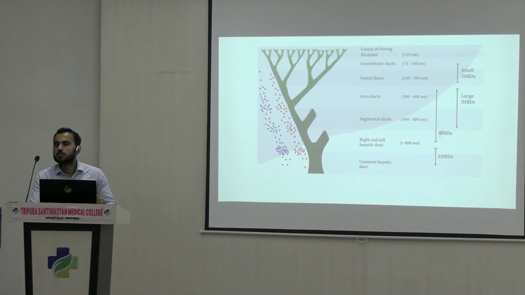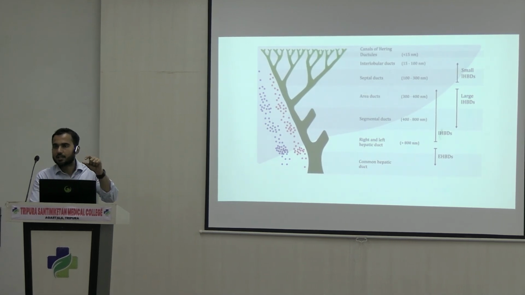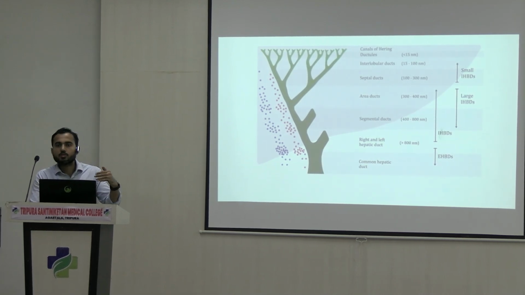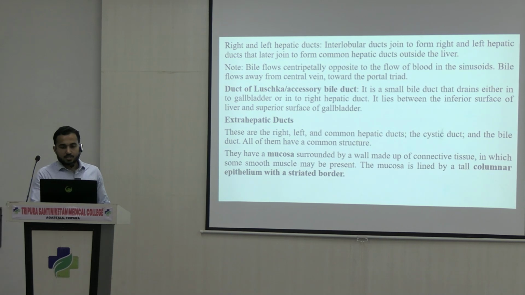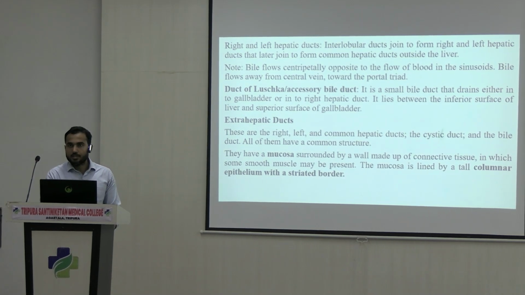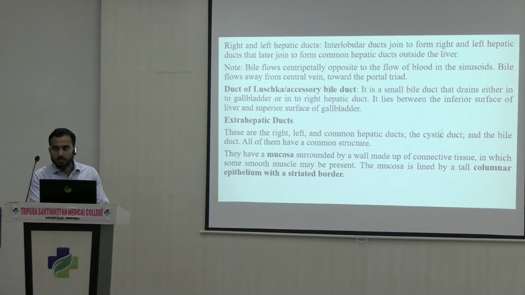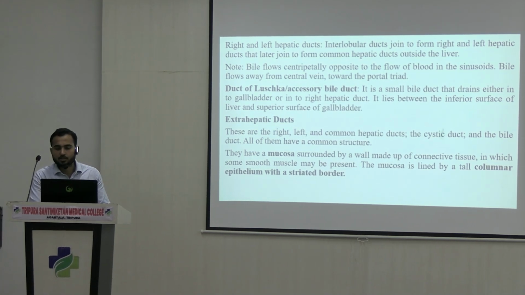That means it has to come to the portal triad. In between, the cells present in the duct, what is the lining? In the case of a smaller duct, it is lined by simple cuboidal epithelium. As you go further, the larger duct is lined by simple columnar epithelium. Now the interlobular ducts will join together to form the right and left hepatic ducts. These come out from the right and left lobe of the liver, and after that they join together to form the common hepatic duct.